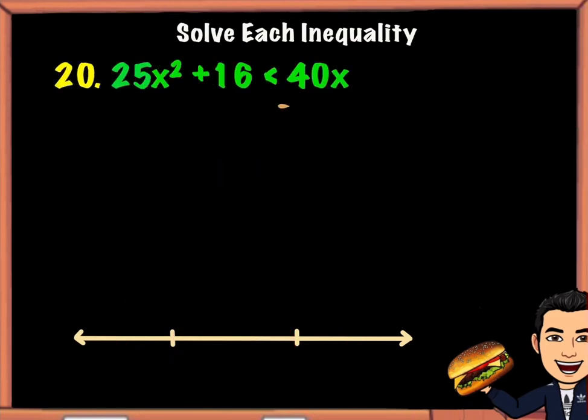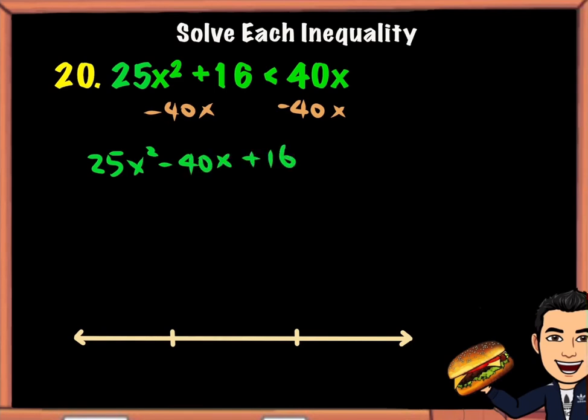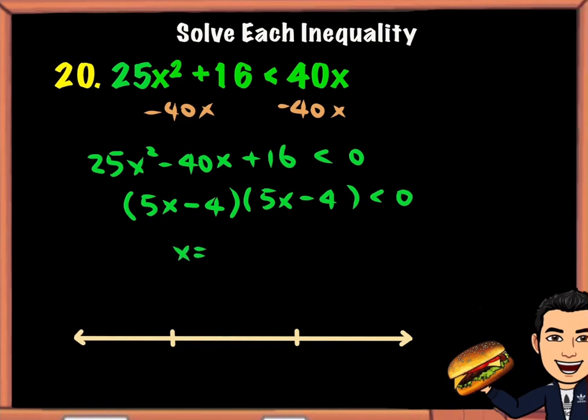For number 20, let's go ahead and subtract 40x on both sides. So you have 25x² - 40x + 16 < 0. If you factor it, it's going to be (5x - 4)(5x - 4) < 0, and then x is going to equal 4/5. And I'm going to use 0 and 1 to test it out.